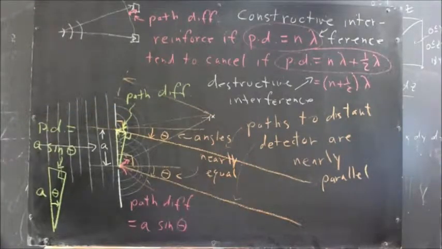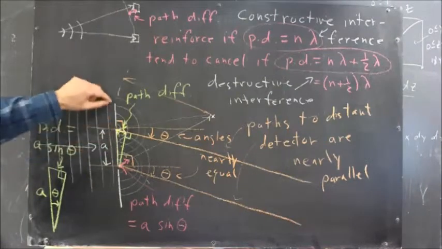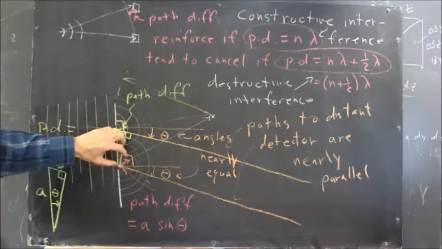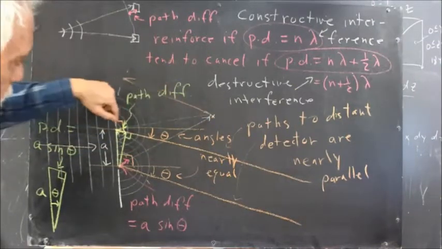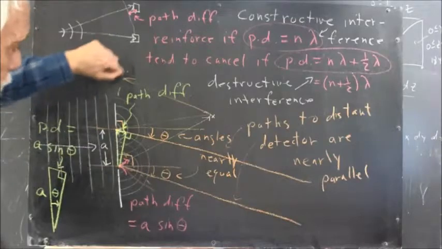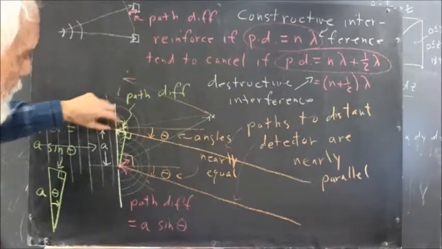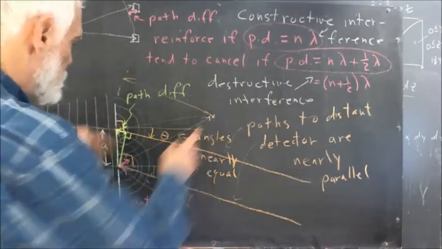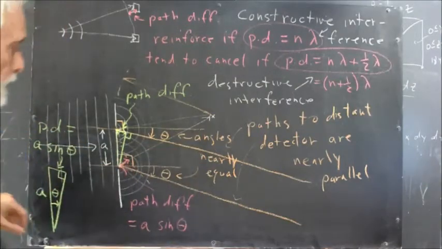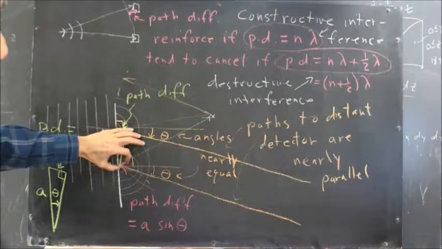We see that this arc comes along here, and the distance from here to here is longer than the distance from here to here by this much. This arc represents this distance from the point. This distance is a little longer by this much. So here you have a path difference.